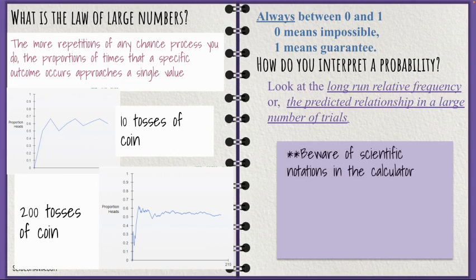Beware of scientific calculator notations. This 2.3e to the negative 3 means you move the decimal to the left 3 times. So 1, 2, 3, which gives us 2 zeros in there. So that probability is really close to 0, but it's not exactly 0. So it's never 2.3. You've got to think about what e to the negative 3 means, and you have to convert it.